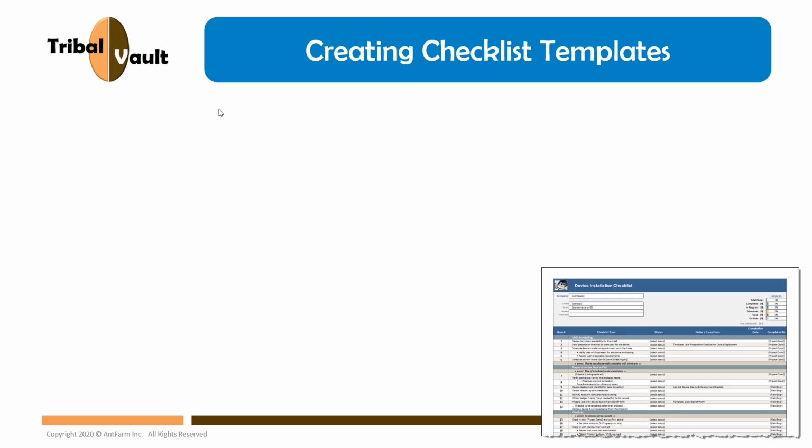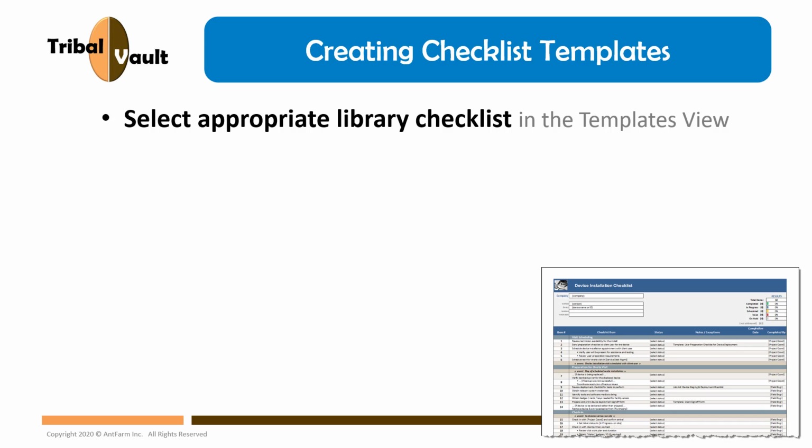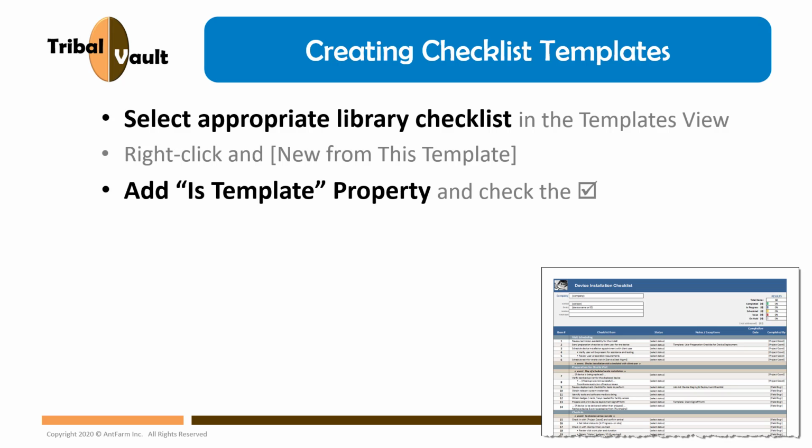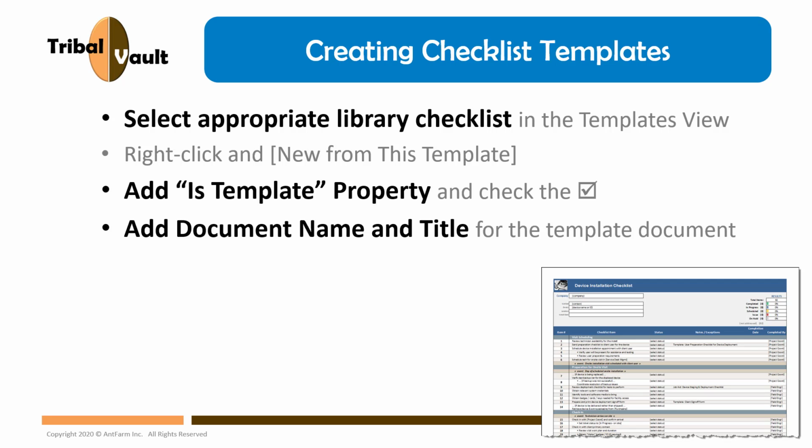For review, these are the steps we took to create a new checklist from one of the library templates. First thing we did was select the appropriate library checklist from the library. We get there via the templates view. Right-click on that template object and select New from this template. Once the metadata card comes up, we add the Is Template property and check it at the bottom of the metadata card. As a minimum, you need to create a document name and title for this new template. The title often has the word template in it. It's best to complete some of the other description fields as well.